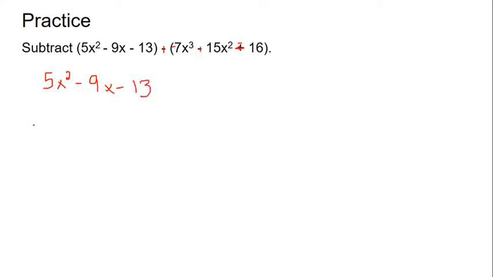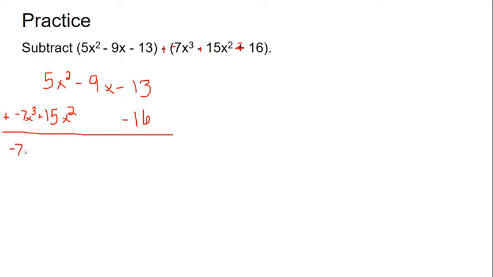And then since we're doing vertical, remember we want to add them vertically, so we want to line them up. So we got our negative 7x cubed here in front, plus 15x squared. We're going to put that underneath the 5x squared so that it's nice and lined up for us. And then our minus 16 underneath the minus 13 so that it's nice and lined up. And then we're just going to go ahead and add.